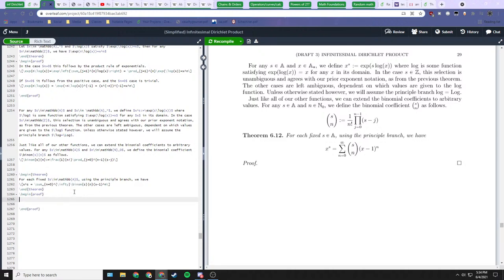So we say, since log is analytic at x equals 1, then the function x power s, which is just exp of s times log of x, is as well. Now we can just take the derivatives. We can recover the coefficients of its Taylor series in an induction.